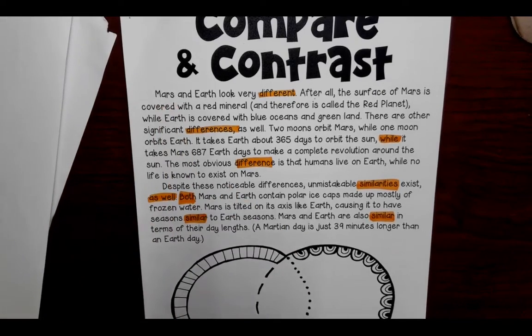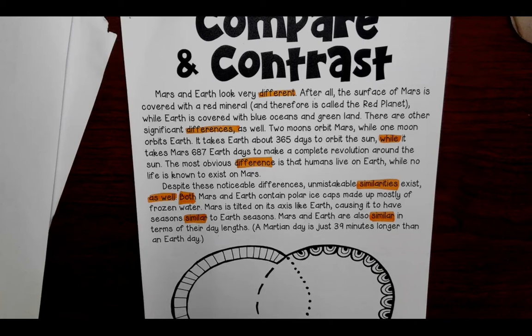Mars and Earth look very different. After all, the surface of Mars is covered with a red mineral and therefore is called the red planet, while Earth is covered with blue oceans and green land. There are other significant differences as well. 2 moons orbit Mars, while 1 moon orbits Earth. It takes Earth about 365 days to orbit the Sun, while it takes Mars 687 Earth days to make a complete revolution around the Sun. The most obvious difference is that humans live on Earth, while no life is known to exist on Mars.